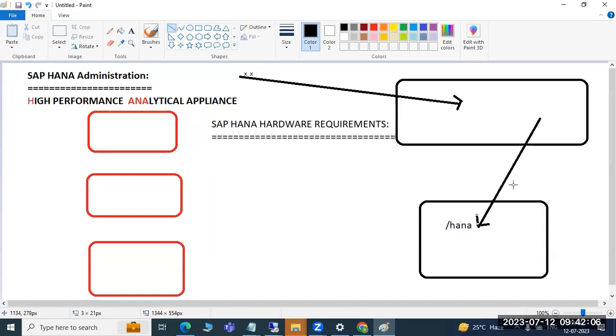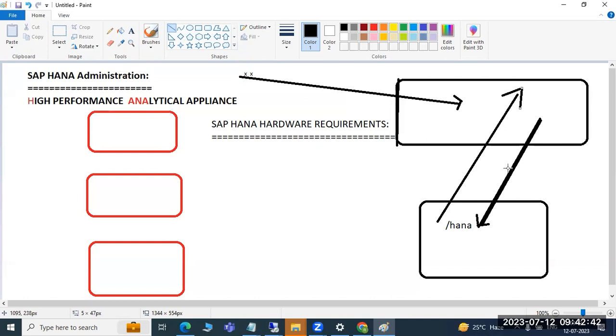Why? Because the system knows. SAP developed the HANA database, and they wrote the code, so they know. RAM is volatile memory, so if a restart happens, everything will be gone. That's the reason one copy of data is stored in the data folder. Once you restart, all the RAM data will be flushed out, and whenever you start the HANA database, the data will be reloaded into the main memory. That is the advantage we have in HANA.